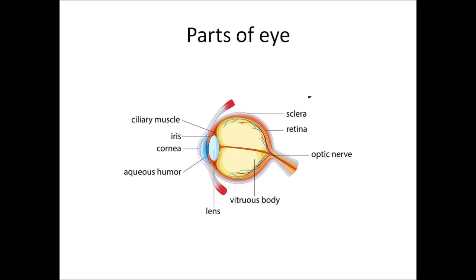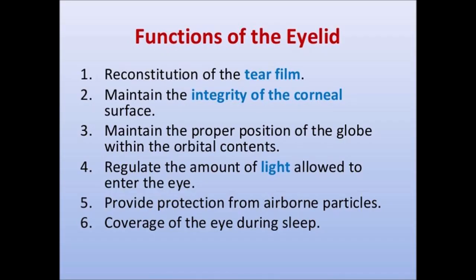In the previous lecture, we had seen the various parts of the eye. The first part is the eyelid. It forms the outermost part of the eye. It helps in reconstitution of tear film, maintains integrity of the corneal surface, maintains proper position of the globe within the orbital contents, regulates the amount of light entering the eye, provides protection from airborne particles, and covers the eye during sleep.